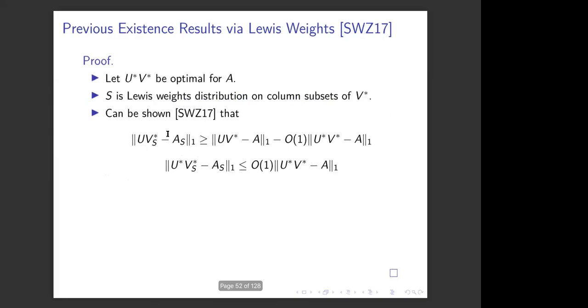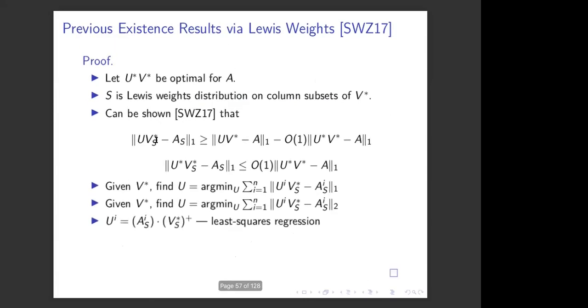Here, what it's doing is giving you a subspace embedding for the row space of V star. And that's what allows you to conclude that you only lose an O of 1 factor when you replace it with this subset. Does that make sense? Thanks. Yep, of course.